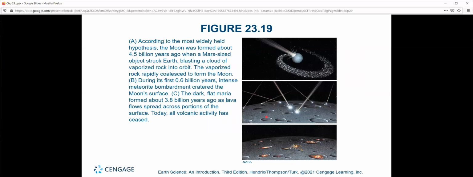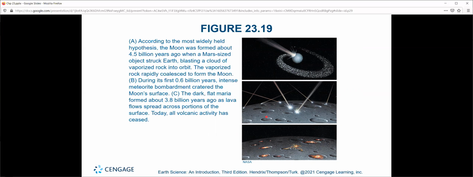According to the most widely held hypothesis, the moon was formed some 4.5 billion years ago. Remember, the Earth is around 4.6, so within the first 100 some odd million years of Earth's existence, you possibly have the moon.